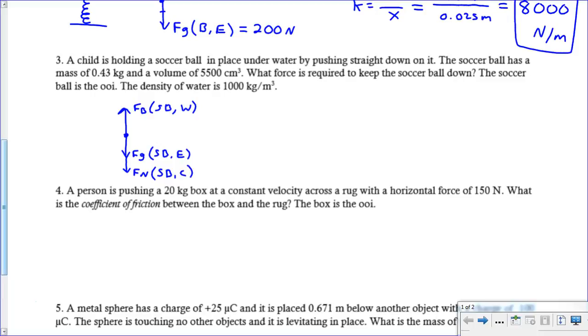We got to think about some different forces that we've got. The first thing it says is the soccer ball has a mass of 0.43 kilograms. So that immediately lets us fill in this 0.43 times 10, so it's 4.3 newtons. Okay, now the two other forces are unknown here. We know that the normal force is going to be our final answer though, because the question was what force is required to keep the soccer ball down. So probably the buoyant force is what we're going to calculate next.